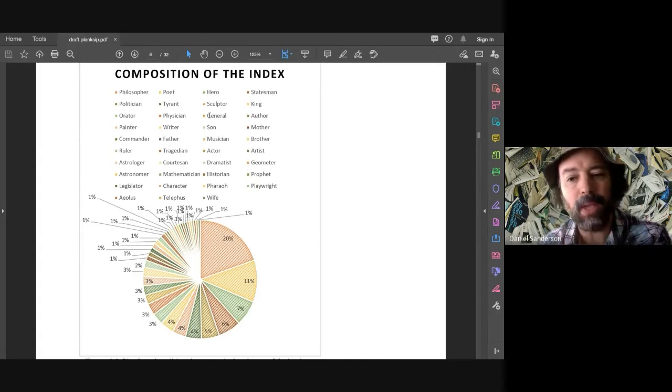form here. And then we have what the actual ancient Greek would actually refer to them as, right? I mean, it's like, are we assigning more identity or less identity?